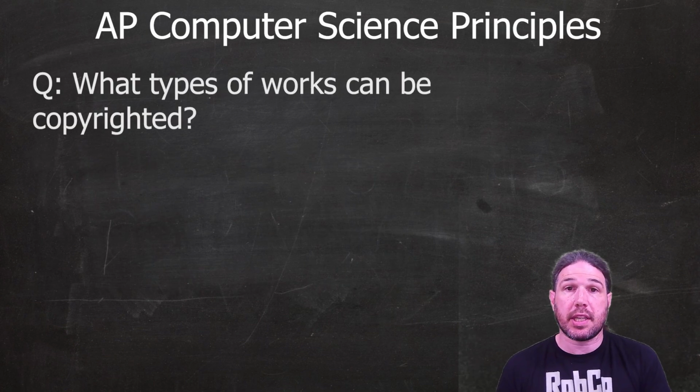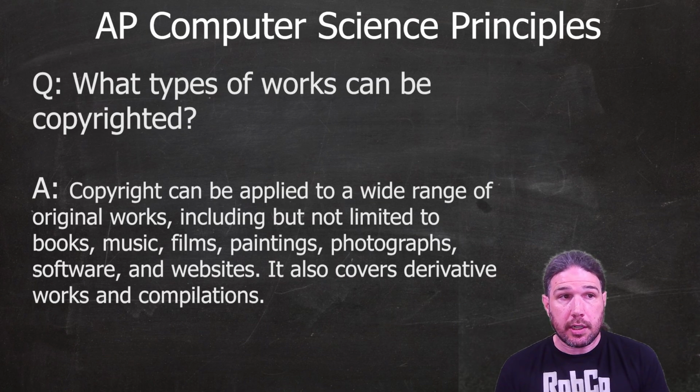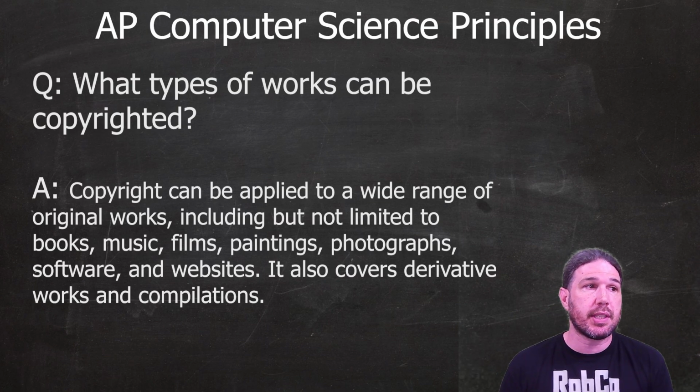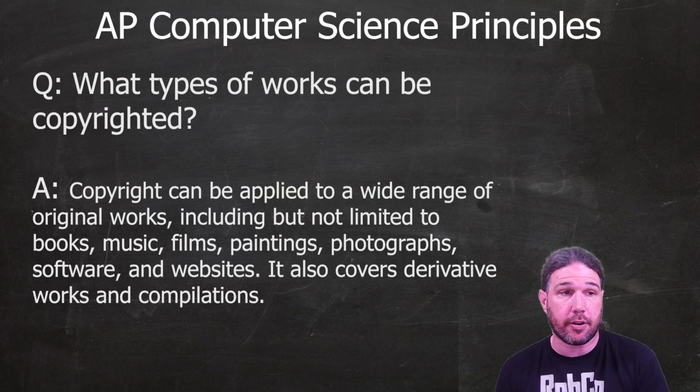What types of works can be copyrighted? Copyright can be applied to a wide range of original works, including but not limited to books, music, films, paintings, photographs, software, websites, etc. It also covers derivative works and compilations.